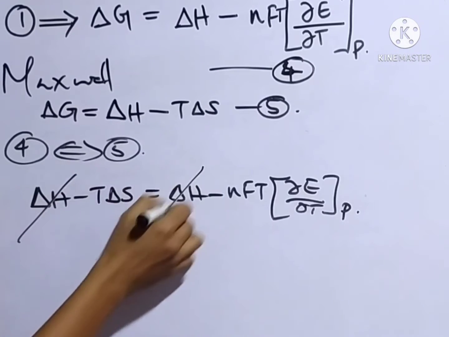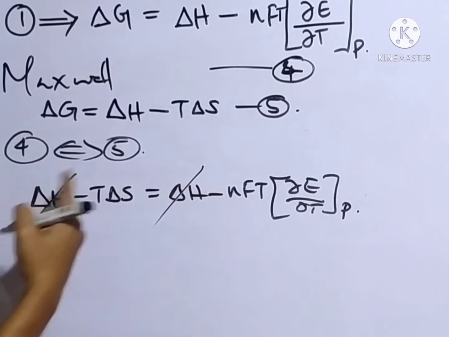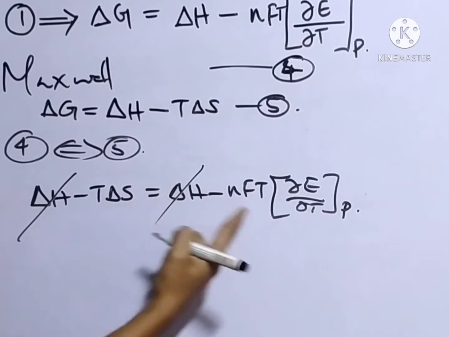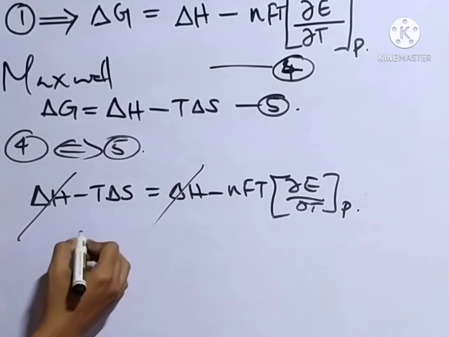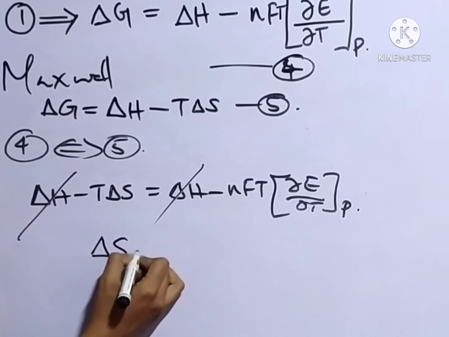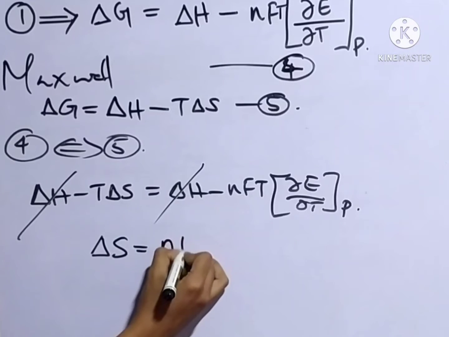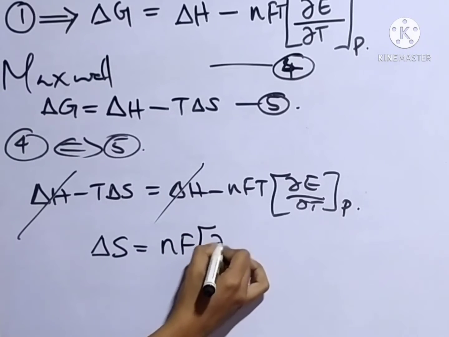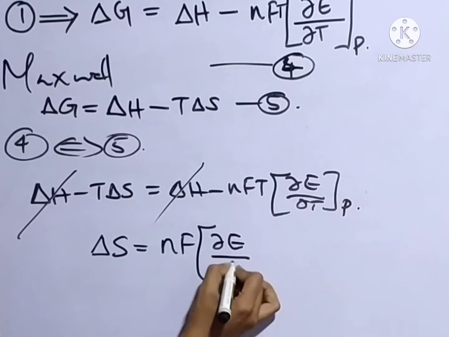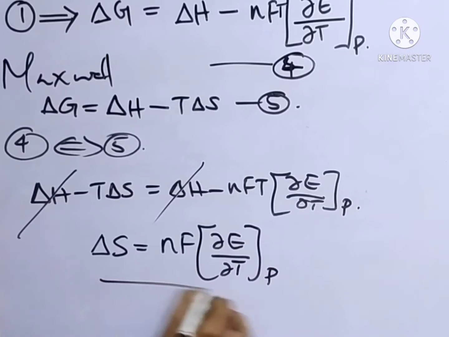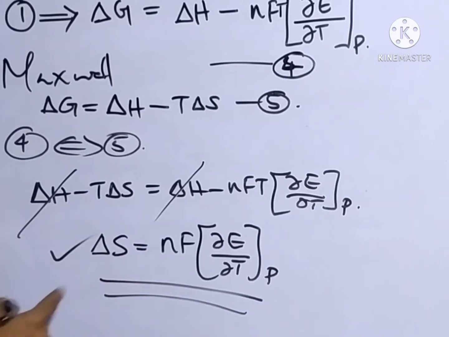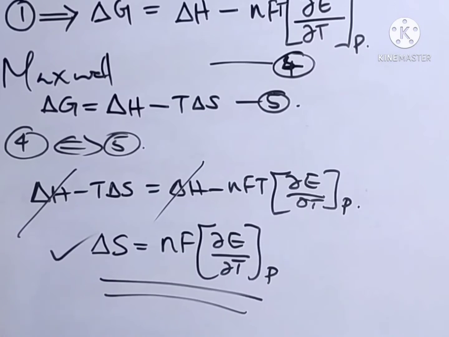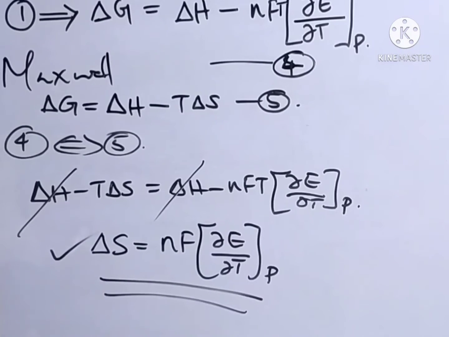We can cancel these two delta H terms, and the minus sign also cancels. T is also there on both sides. So we get delta S equals NF dou E divided by dou T at constant pressure. So this is the equation for delta S of a reversible electrode.